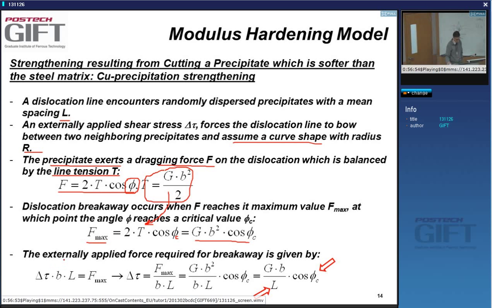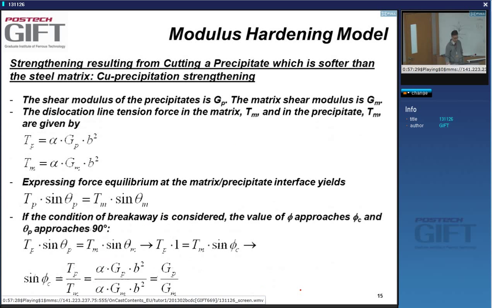Of course, this force you can also relate to the externally applied force. So this F max is then tau, the strengthening, times B times L, equal to this F max. So I can determine that the strengthening is equal to Gb over L times cosine of the critical angle.